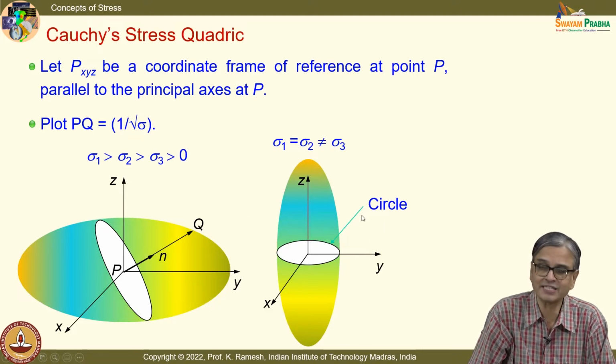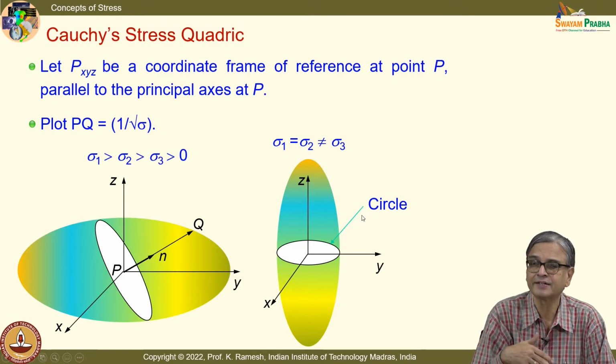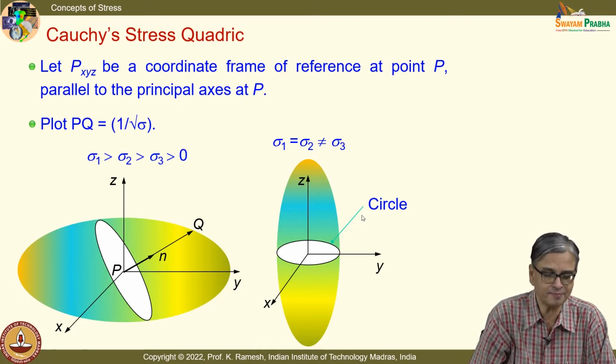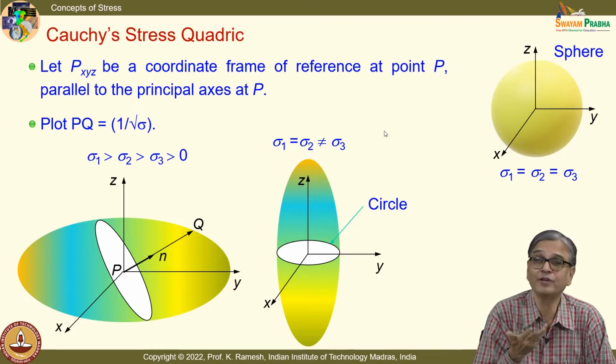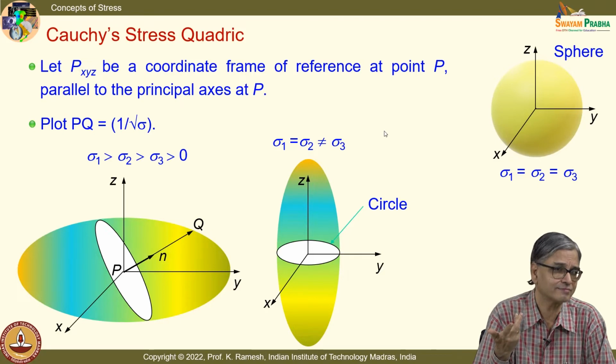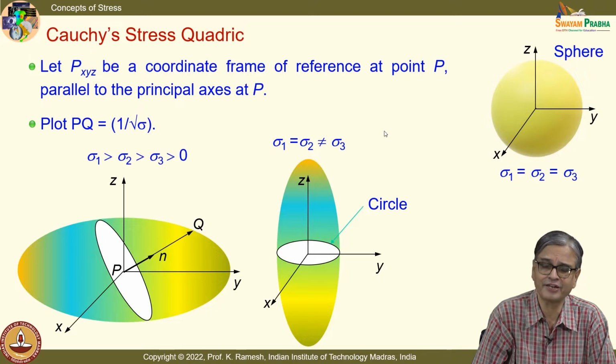You have a special form of ellipsoid. It is an ellipse at all other places, but it is a circle at the center. Suppose I have a situation sigma 1 equal to sigma 2 equal to sigma 3, you get a sphere. What did we get in Mohr circle? If sigma 1 equal to sigma 2 equal to sigma 3, we just got a point. So it was a very simple graphical representation, very elegant.